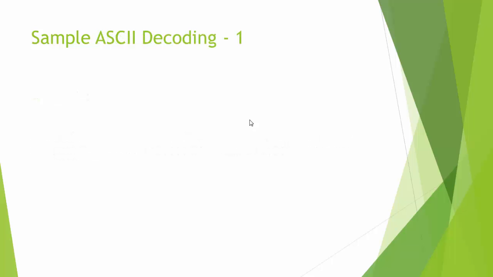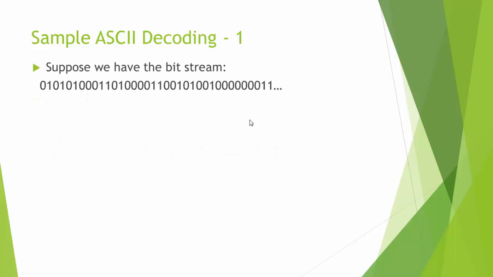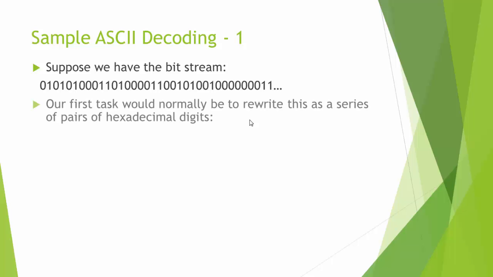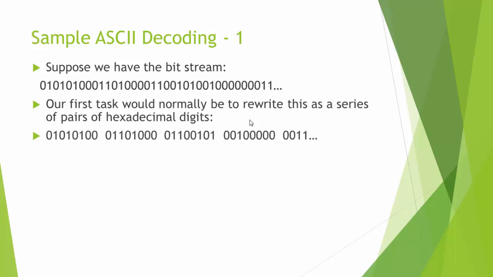So when you go to decode that bit stream, a given bit stream of any kind, you want to break it into groups of 8. Rewrite as a series of pairs of hexadecimal digits. So our groups of 8 in this case, notice that the bit stream continues, represented by the ... So we break it into groups of 8. In this case, we're only going to decipher 4 characters.